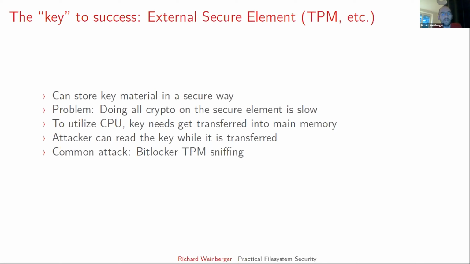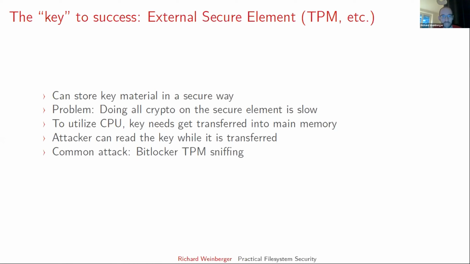Often you have some secure element, like a TPM chip. Externally, it can store your key material in a secure way. You can also do encryption on it, but it's slow. So when you do encryption on a TPM chip, it's really slow. So you have to transfer the key to your main memory. But the problem is the attacker can sniff the wires between your CPU and the TPM chip, and he can do the key extraction.